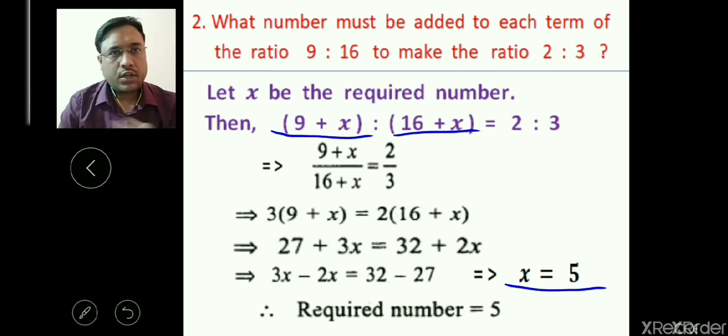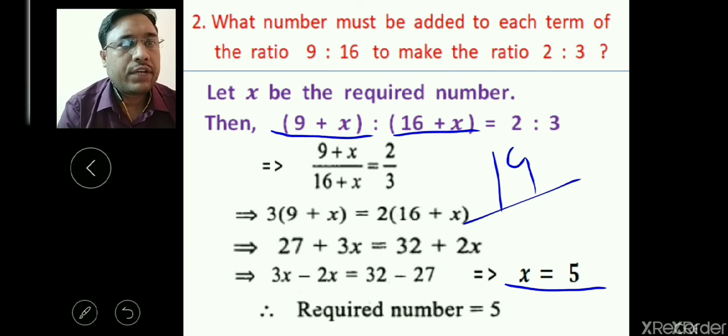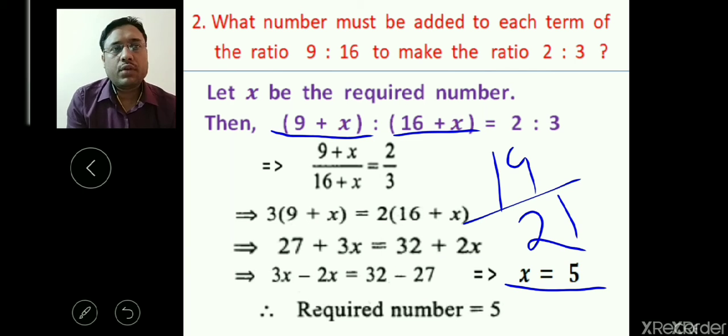Now the ratio you can find, 14 and 21 is 2 is to 3 only. If you find the ratio 14 by 21, it will come 2 is to 3 only. So this way we can check the equation also.